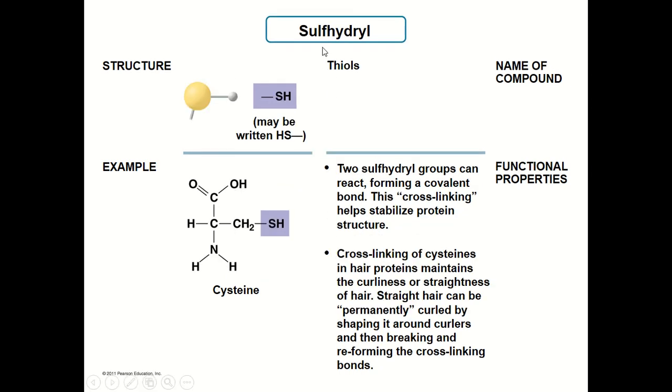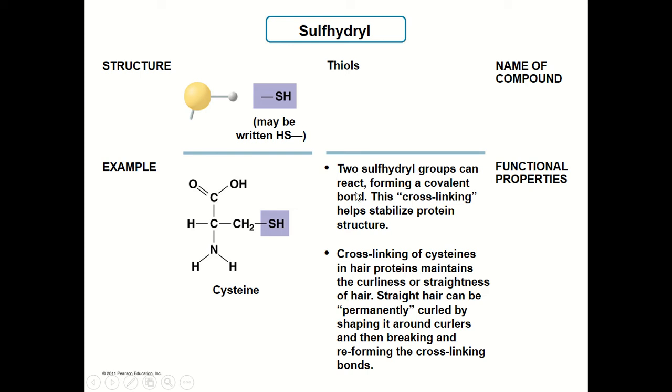Next functional group is the sulfhydryl group, that consists of SH, sulfur and also hydrogen, attached to the carbon backbone. Usually a compound with the sulfhydryl group is known as a thiol. So what is the functional property of this group?